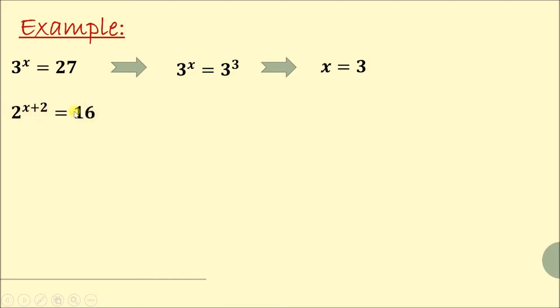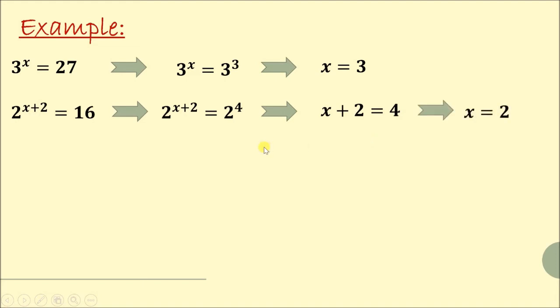Another one, 2 to the power x plus 2 equals 16. I will translate this 16 to base 2. Okay? It's 2 to the power x plus 2, the same, and 16 is 2 times 2 times 2 times 2, which is 2 to the power 4. So from here, the bases are the same, so x plus 2 will be 4. And by adding negative 2 to both sides, I get x equals 2.